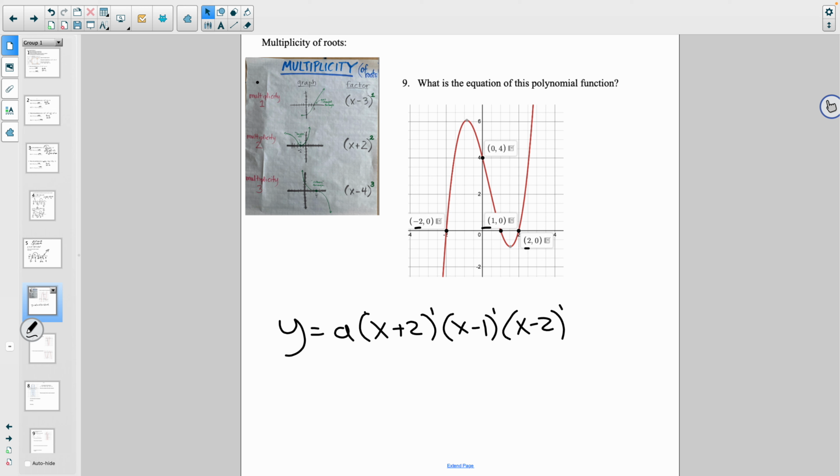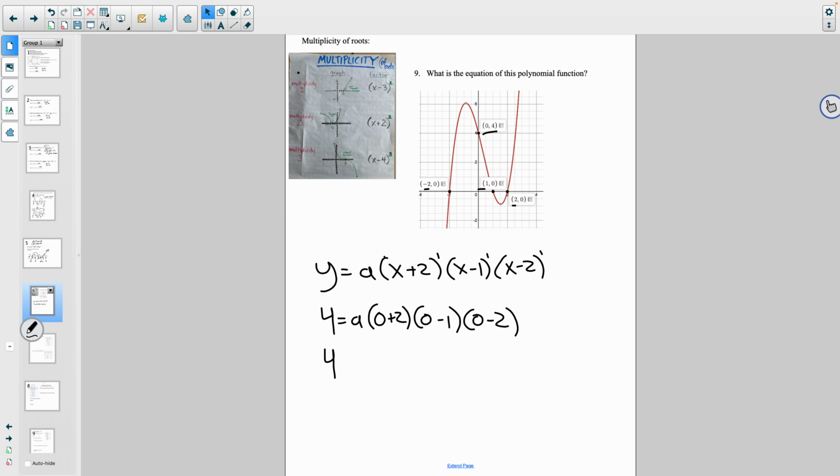Now we need to plug in a value to find a. We have this value right here, 0, 4. When x is 0, y is 4, so we can plug that in. Let's make y 4, let's leave a as is, and let's make x 0. 0 plus 2, 0 minus 1, 0 minus 2, and let's see what we get.